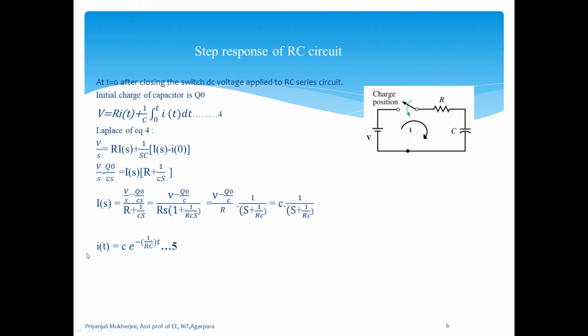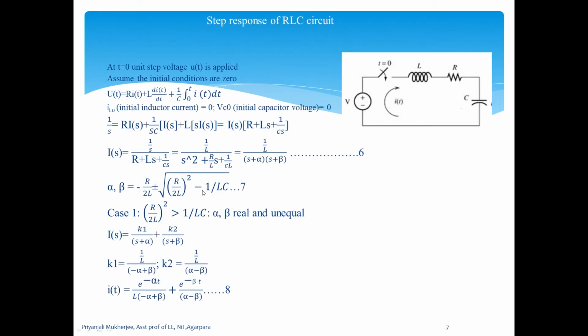Taking the inverse Laplace transform, we can write it as C into e to the power minus t divided by RC. So this is the step response of an RC circuit, and this is the current equation, the current flowing through the circuit.